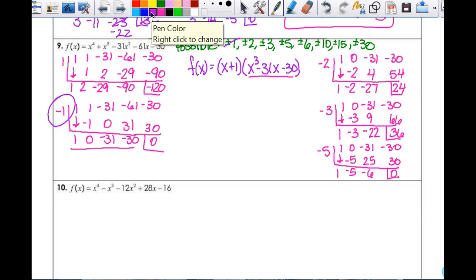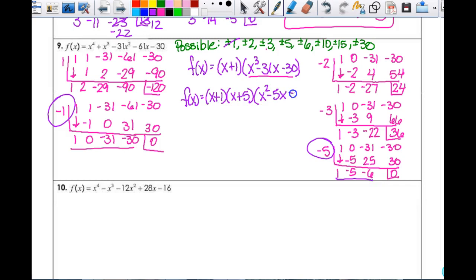It works, right? Thankfully. So that means f of x is equal to, I had that x plus, can't lose him, -5 is what works. My factor is actually x plus 5. And then I've got this left over, which is going to give me x squared minus 6.